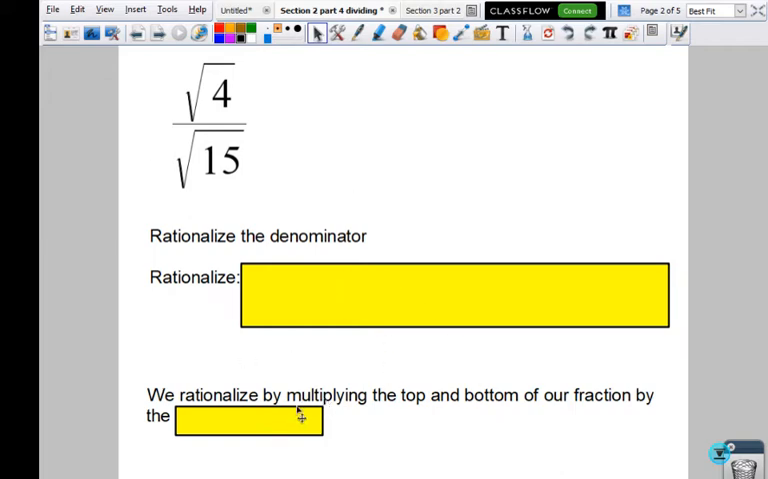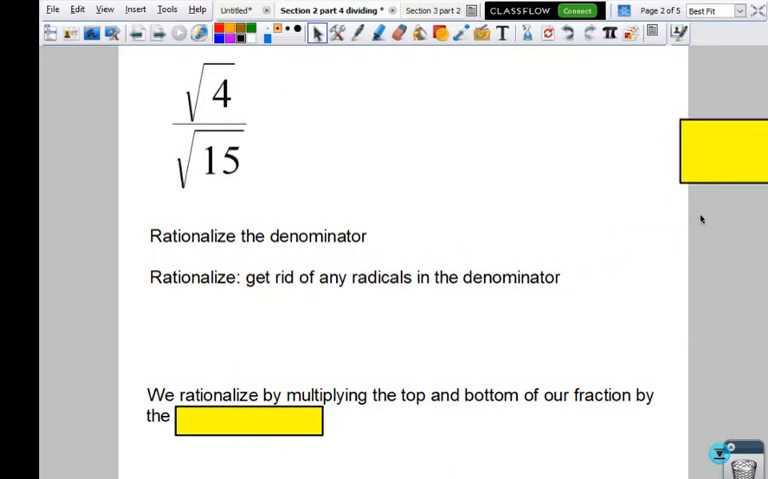Okay. So we are going to rationalize this fraction. When we rationalize something, what we're doing is getting rid of any radicals or square roots in the denominator. So I don't want this square root 15 down here. I want to get rid of a square root.